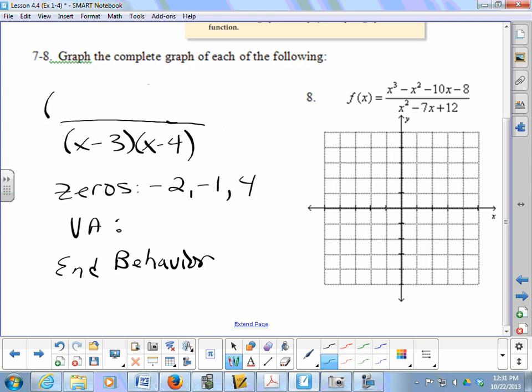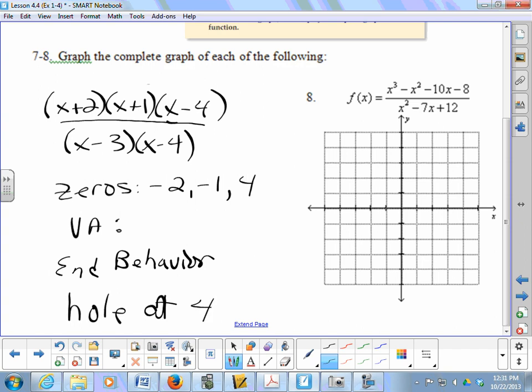All right, so this means I have x plus 2, x plus 1, and x minus 4, right? So what's the first issue I have? I have the same factor in the numerator and denominator. So that tells me I have a hole at 4. So that can't be a zero then, can it?